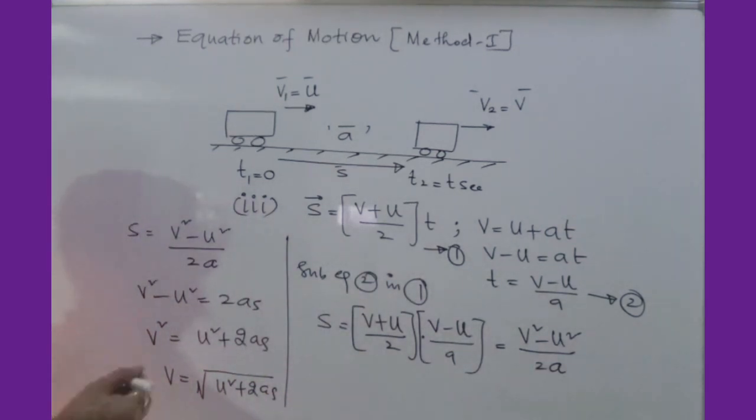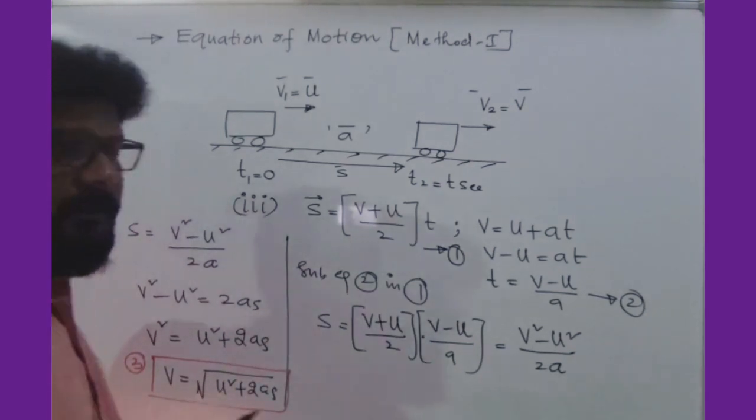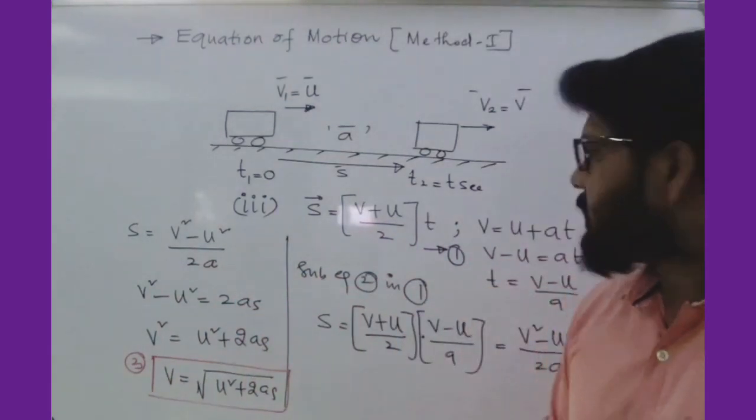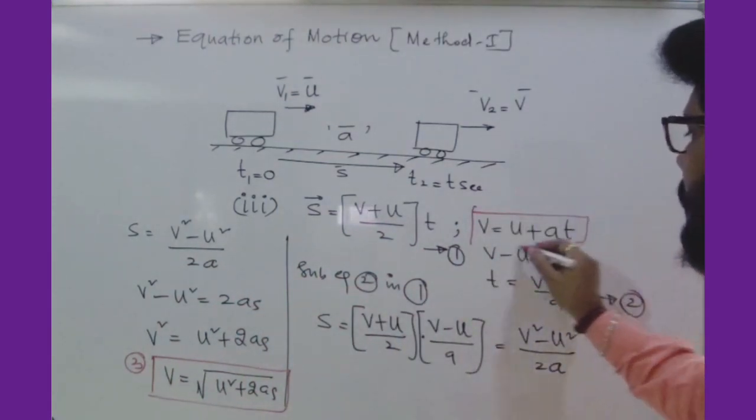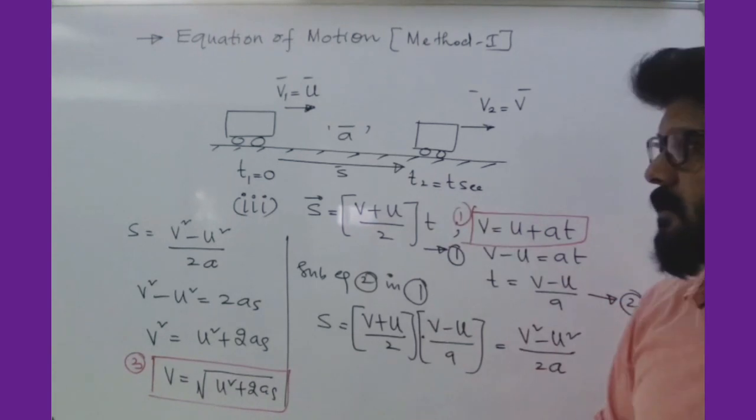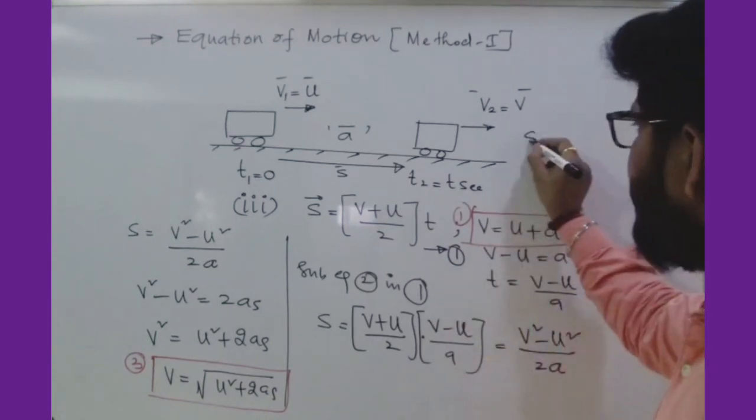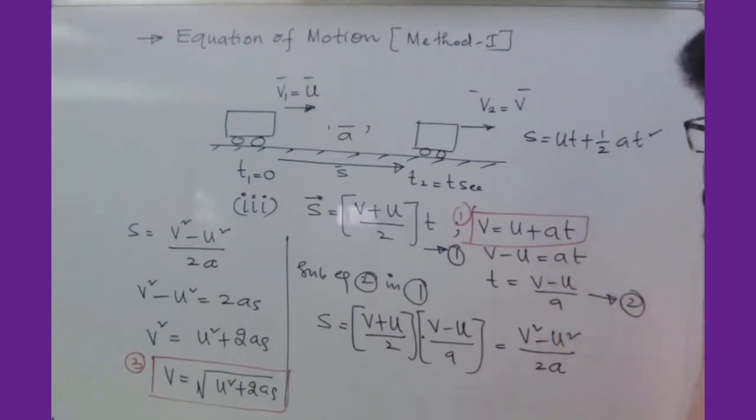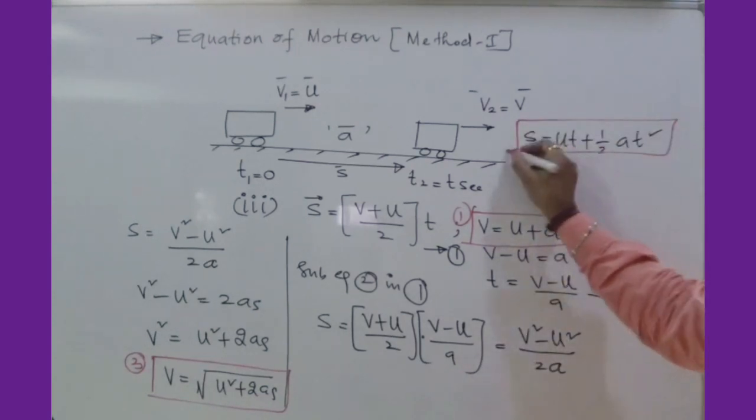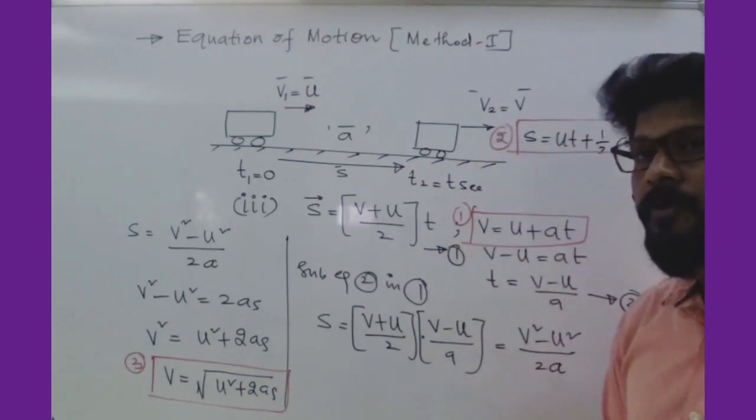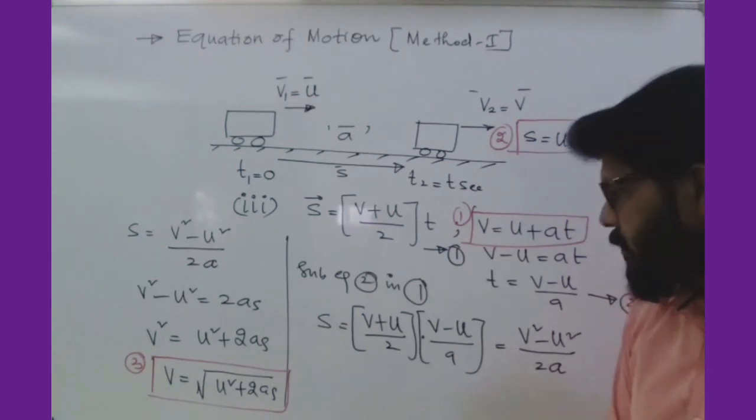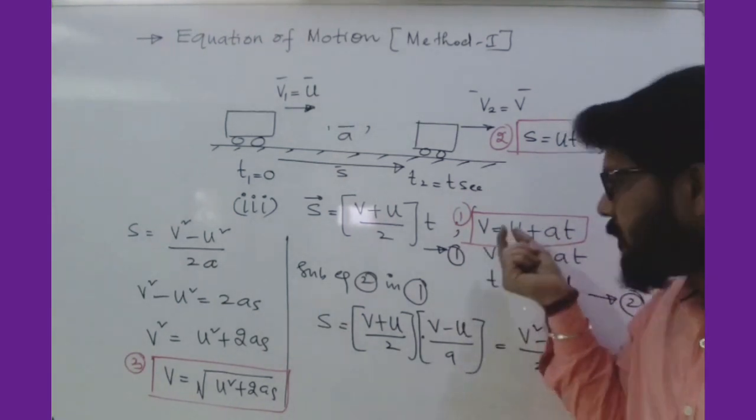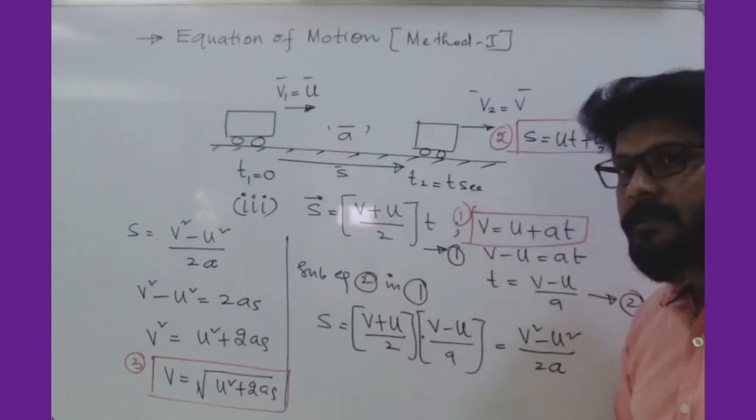So the first equation is nothing but equation number 3, right? So what is the first equation representing? V is equal to U plus AT, this is nothing but the first equation. If you want the second equation, S is equal to UT plus half AT square, right? So this is the second equation. One should know what they call it. So V is equal to U plus AT is nothing but the velocity after time t seconds.